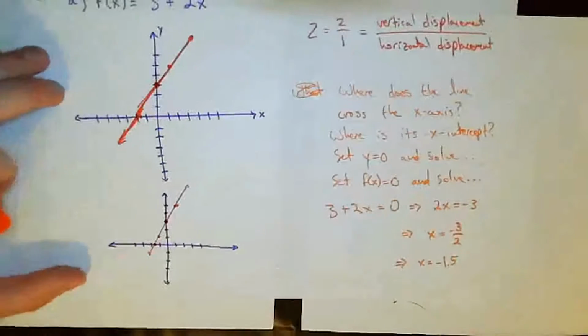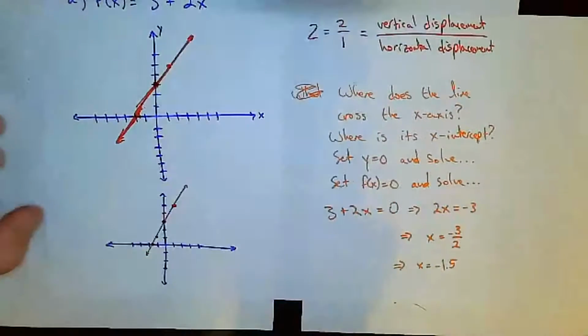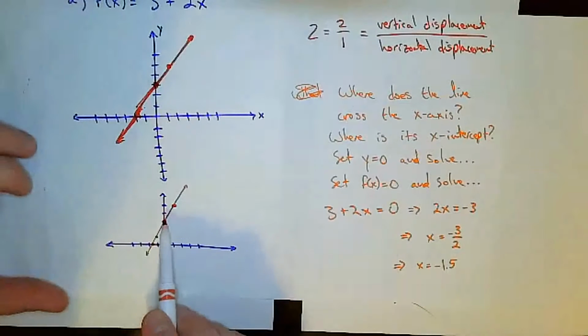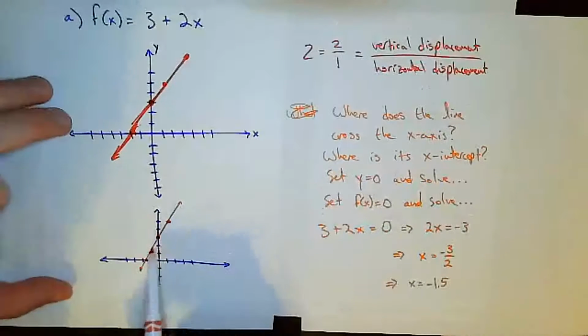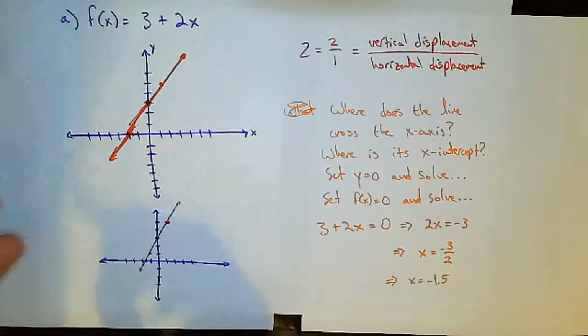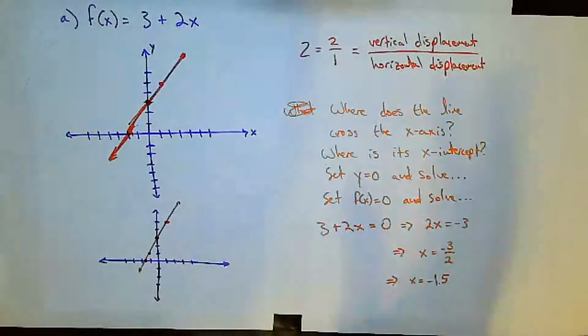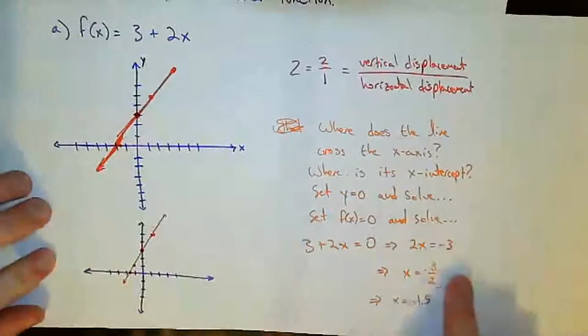Now, do you have to do this every time? No. All you have to do is find the y-intercept and then find one more point using the slope, and then connect them. But sometimes it's helpful to know where the x-intercept is.